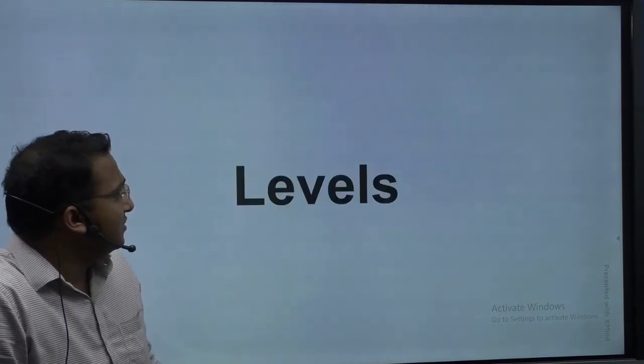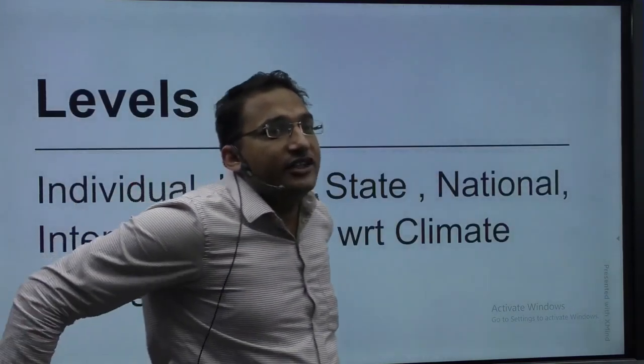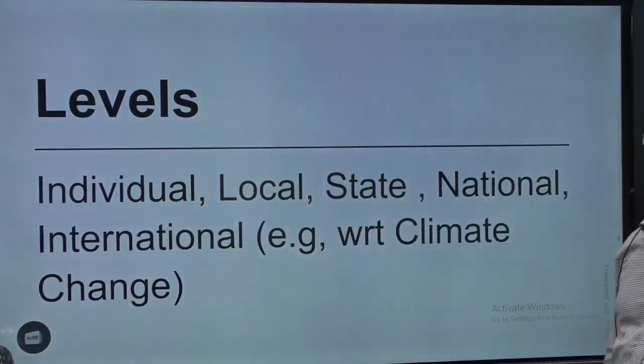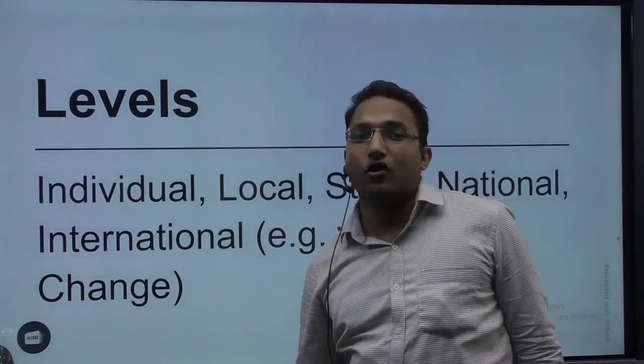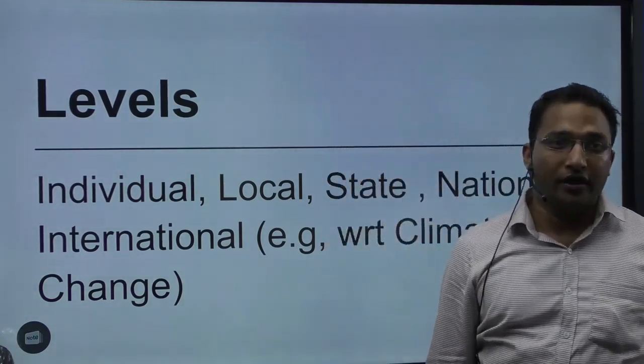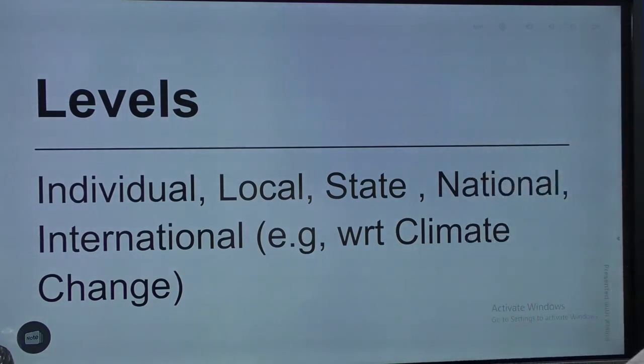Different levels. You can think about individual level, local level, state level, national level, international level. Suppose we talk about climate change, or say we talk about food security. How do we bring food security? Individual level, what can we do? Local level, what can we do? State level, what can we do? National level, what can we do? International level, what can we do? Okay?